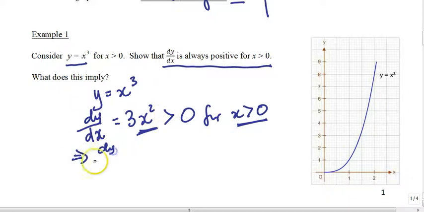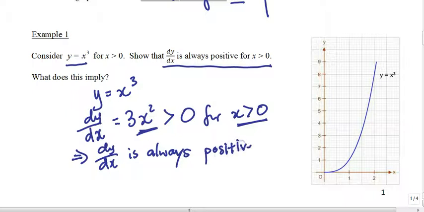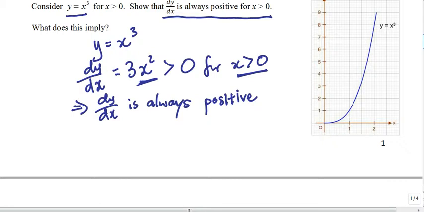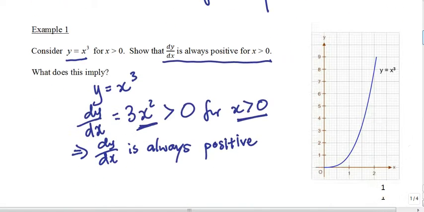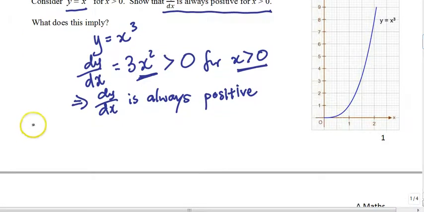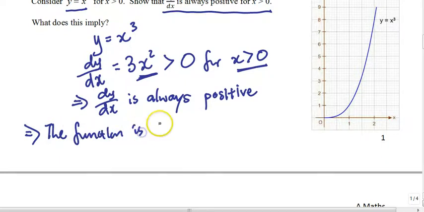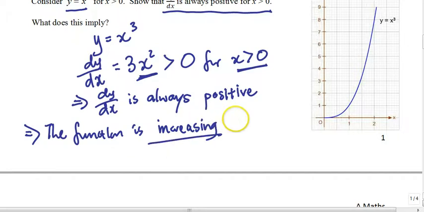Therefore, we can say that dy over dx is always positive. Now, what does this imply when we say that dy over dx is positive? Remember, we've learned earlier, if dy dx is more than 0, we say that the graph is increasing. So therefore, this implies that the function is increasing for x more than 0.